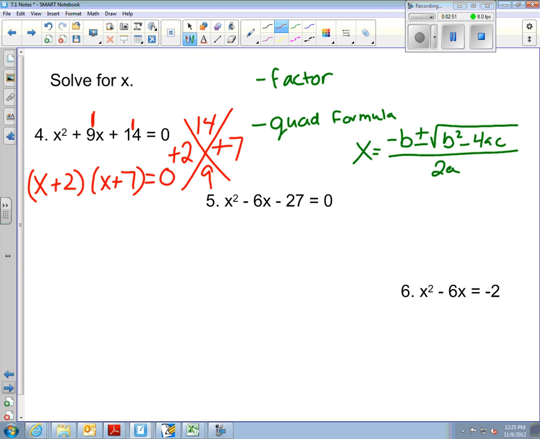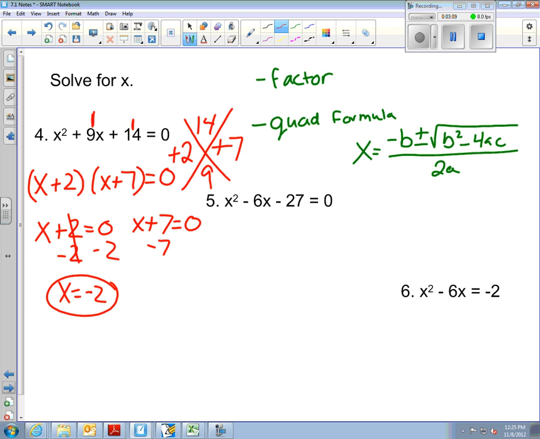That equals 0 tells us that we're going to use our zero product property, or ZPP, and set each of these equal to 0. So set each set of parentheses equal to 0 and make its own problem. Minus the 2, so we get x equals negative 2. And here we minus the 7, so we get x equals negative 7. Go ahead and try 5 and 6. You can try them by factoring or by quadratic formula if factoring doesn't work. Remember to set them equal to 0.